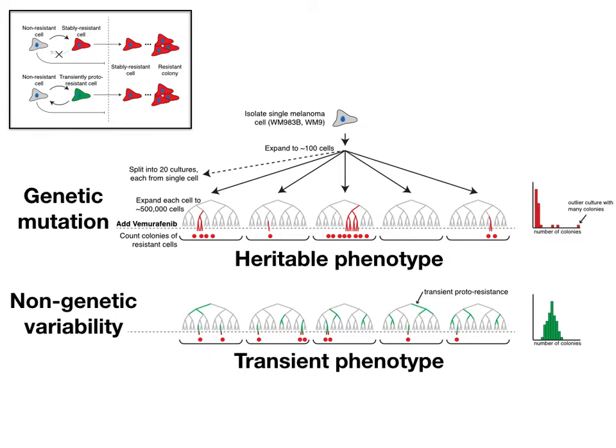We generated single-cell derived cultures, then added vemurafenib and counted the number of resistant colonies in each culture. If resistance were heritable, we should see occasional cultures with very large numbers of resistance colonies due to mutations that occurred early in the expansion process. However, if resistance is not heritable, then all the cells in the culture should have equal likelihood of being resistant. When we count the number of resistant colonies, we can find differences in the distributions for these two models, as shown by the simulated data on the side of the slide.